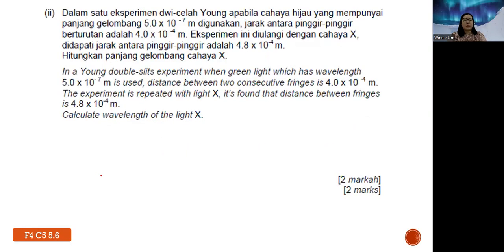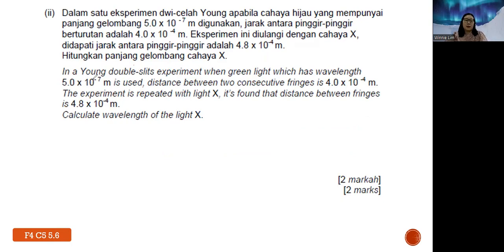Okay, next is calculation. In the Young double slit experiment, when green light, which has wavelength of 5 times 10 power negative 7 meter is used, distance between two consecutive fringes is 4 times 10 power negative 4 meter, and the experiment is repeated with light X. It's found that the distance between the fringes is 4.8 times 10 power negative 4 meter. So calculate the wavelength of light.